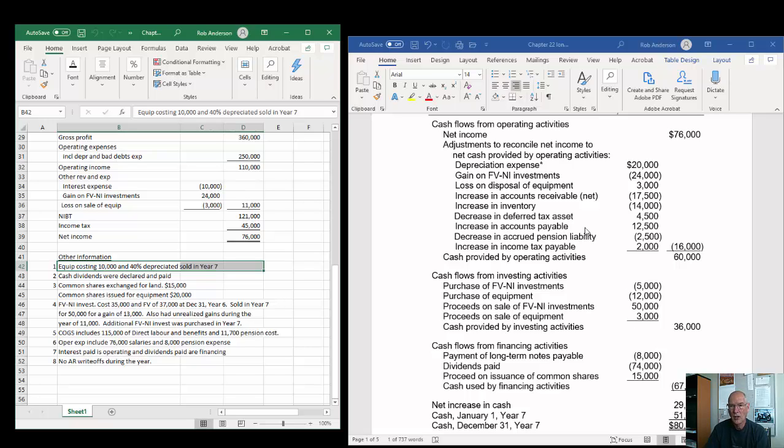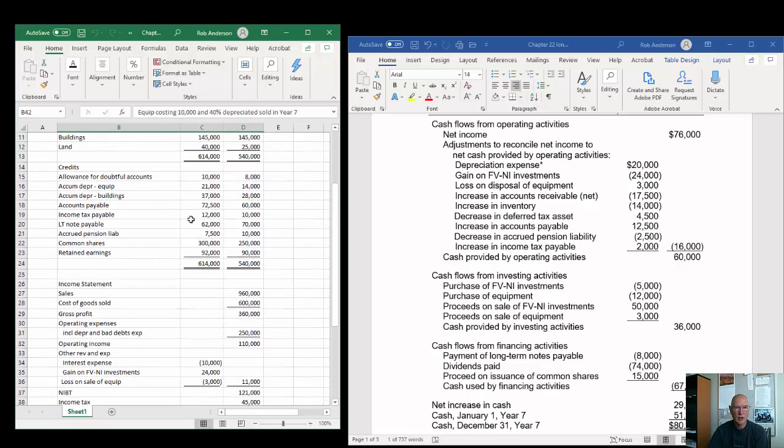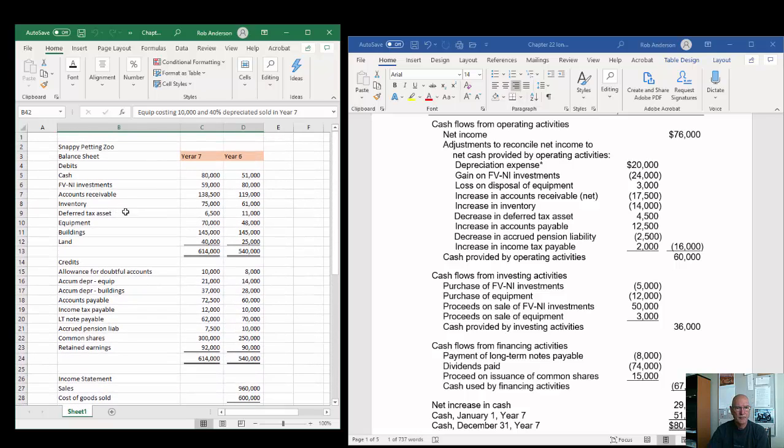Okay, now here's something that you may or may not, well, actually you should be familiar with if you're at the end of your intermediate financial accounting courses. You've done income tax, so you know what a deferred tax asset is. And you'll notice that that would then be on the balance sheet. Here's our deferred tax asset, and it went down $4,500. So, okay, decrease in deferred tax asset. I guess the trick here is, do you know whether you should be adding this back or deducting it?